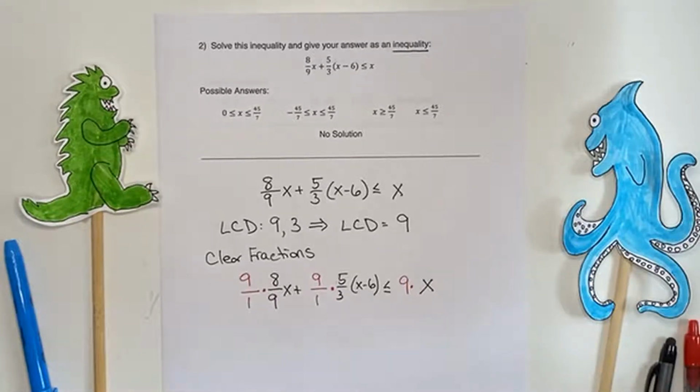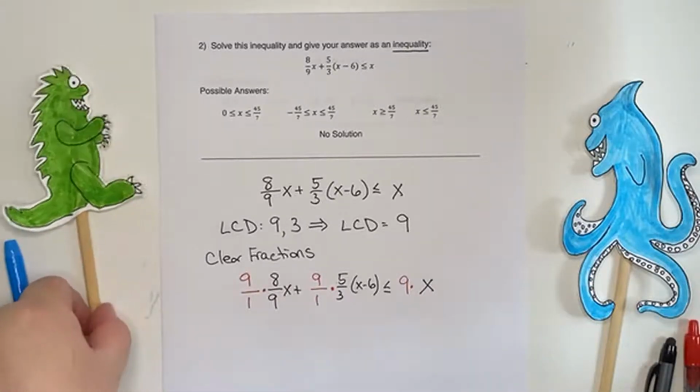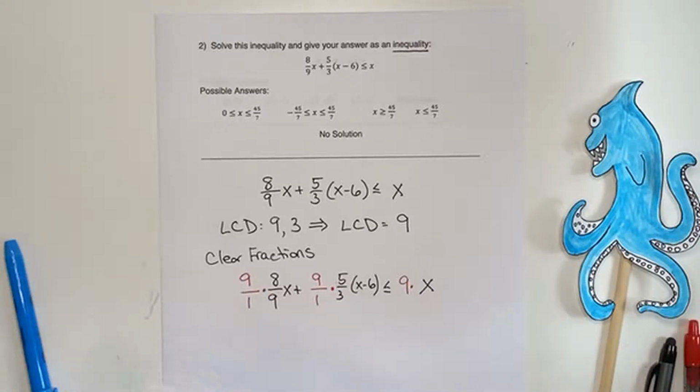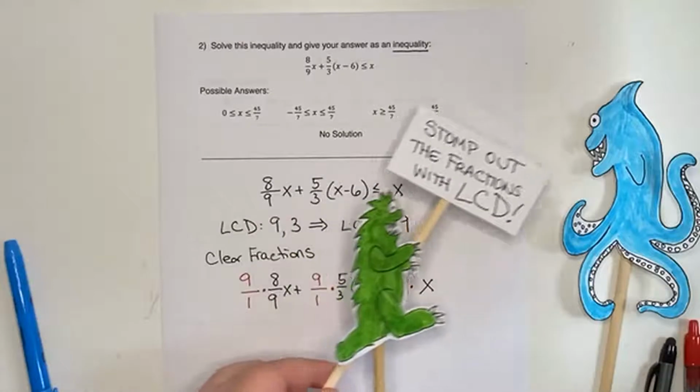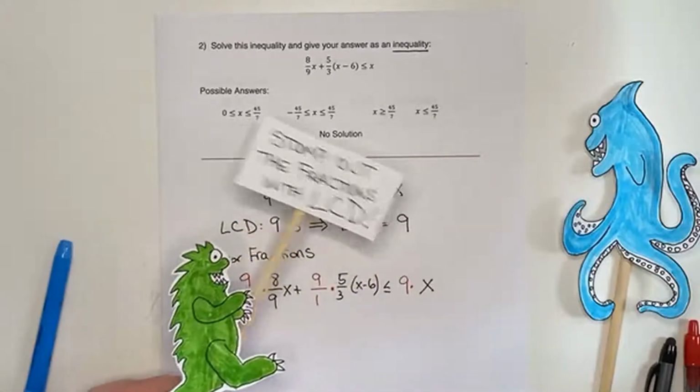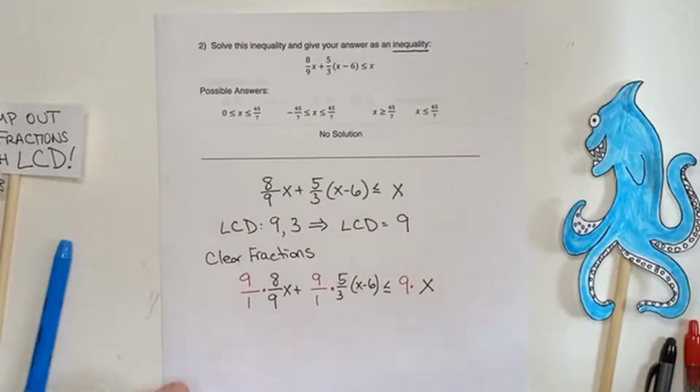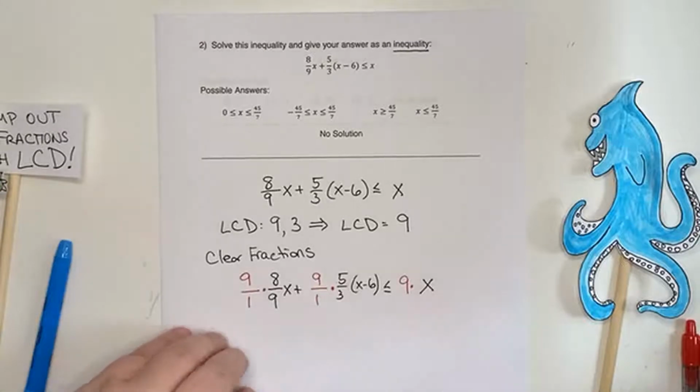And I have a brand new puppet that goes with my puppet. So my puppet has a puppet. Let me see if I can get this together. Stomp, stomp, stomp, stomp, stomp, stomp, stomp. Stomp out fractions with the LCD. Least common denominator to the rescue.